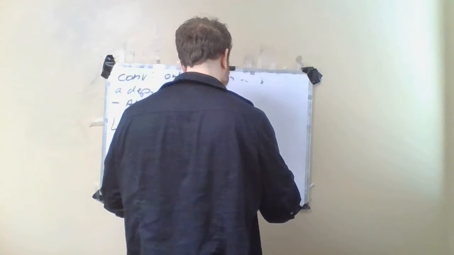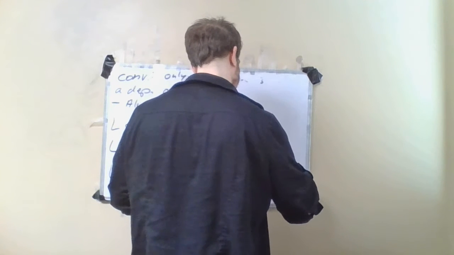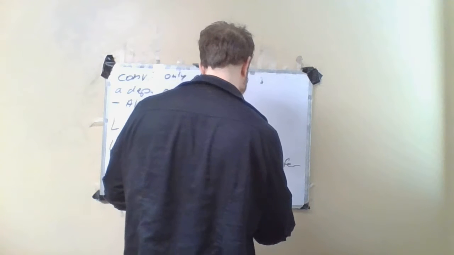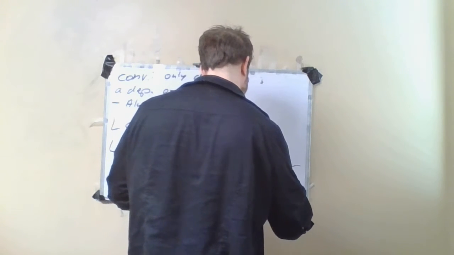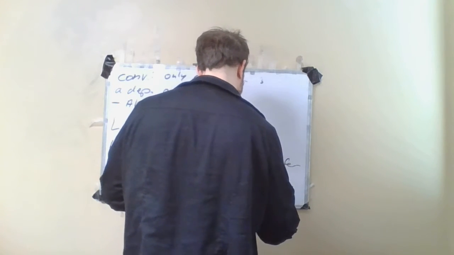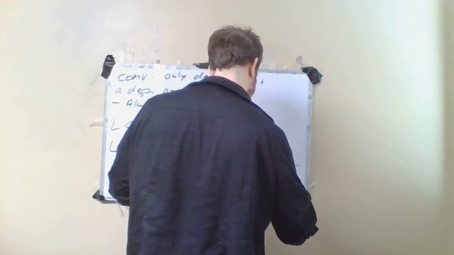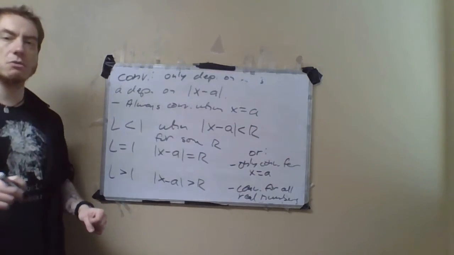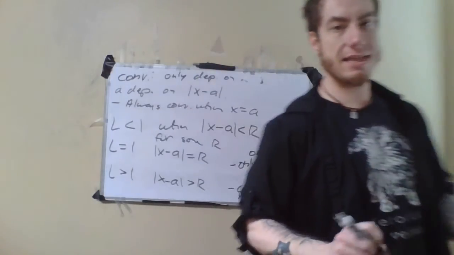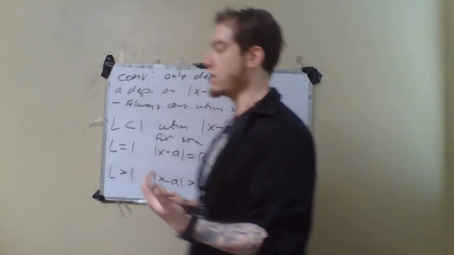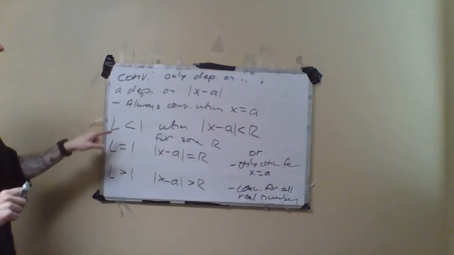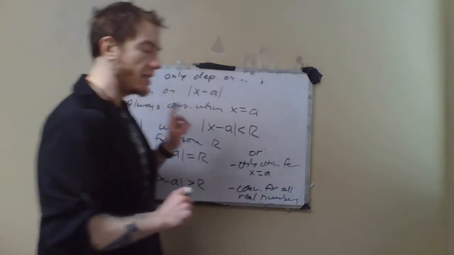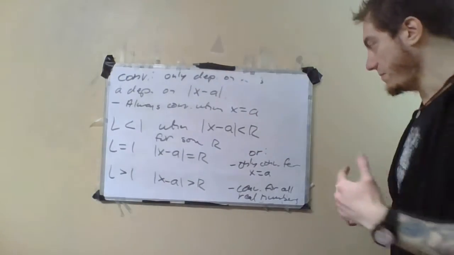The only exception to this is that it might only converge for x equals a, or we could have convergence for all real numbers. So we might have that L is bigger than 1 anytime that x is not equal to a. Or we might have that L is always less than 1. Actually, in that case, you need to have L equals 0. But you could have something like that happen.